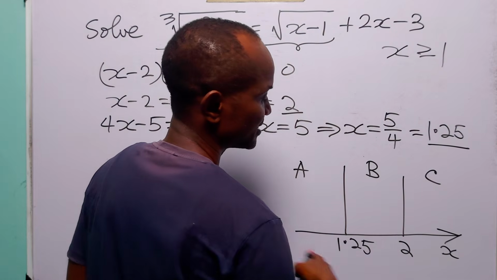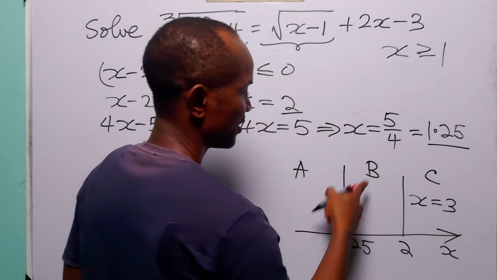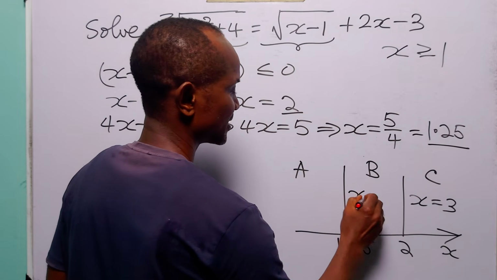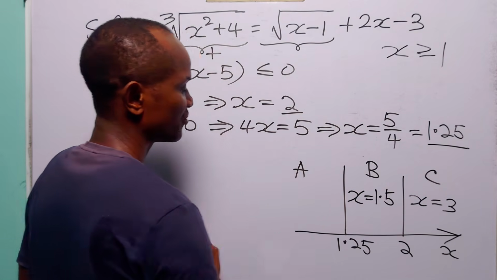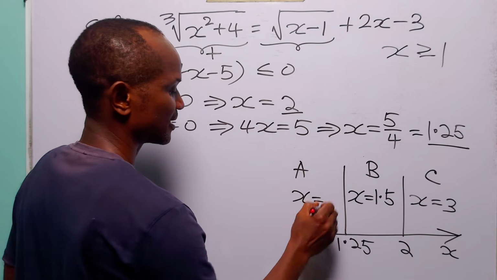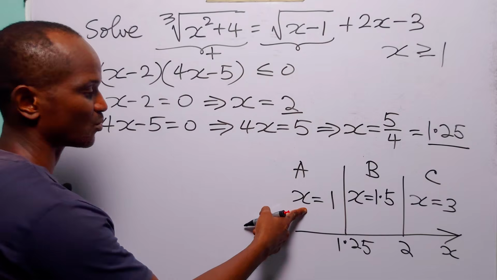Now from region C, let us choose x equal to 3. From here, let us choose x equal to 1.5. And from region A, let us choose x equal to 1. Let us start with x equal to 1.